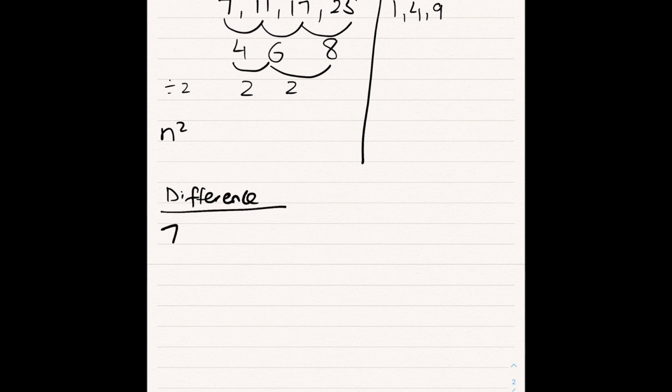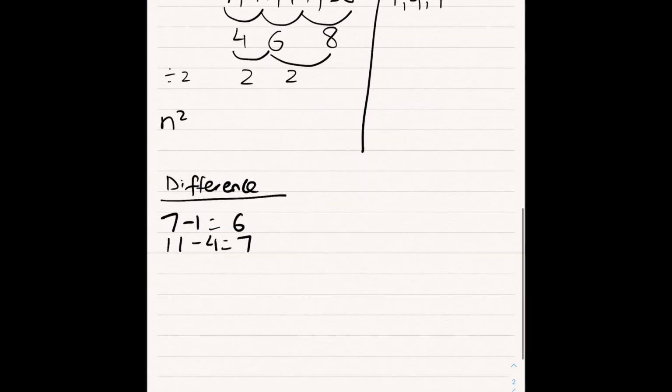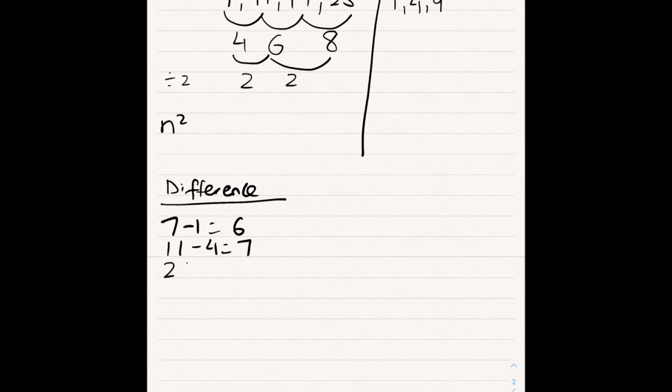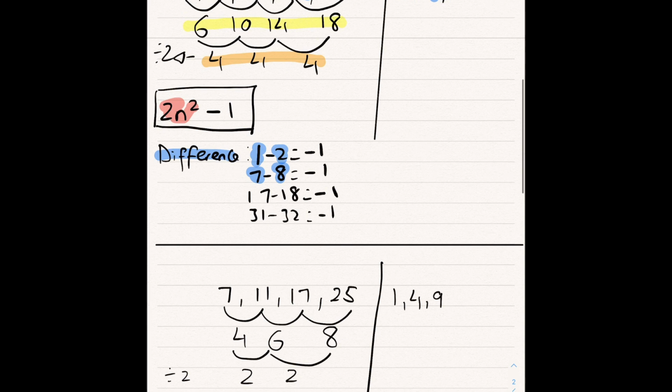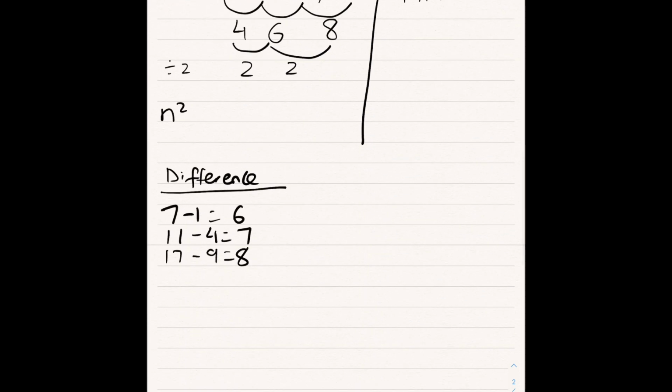So we have 7 take away 1, which equals 6. 11 take away 4, which equals 7. And 17 minus 9, which equals 8. Now this is nothing like what we did before, where the differences were minus 1, minus 1, minus 1, minus 1. But this time, with these numbers 6, 7, 8, we find the nth term of that.